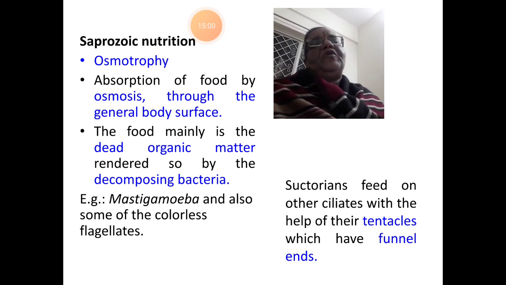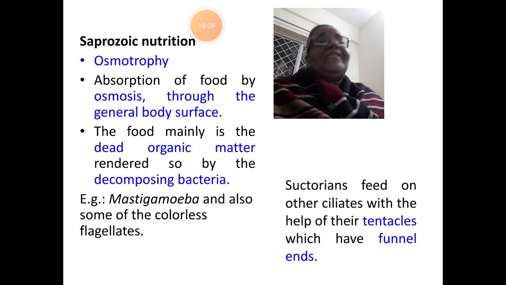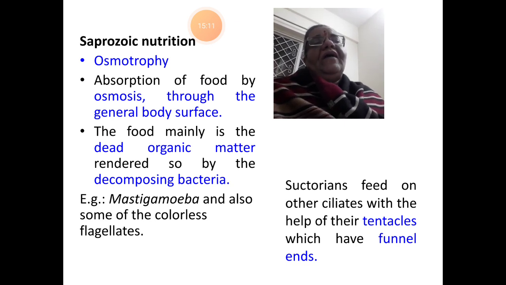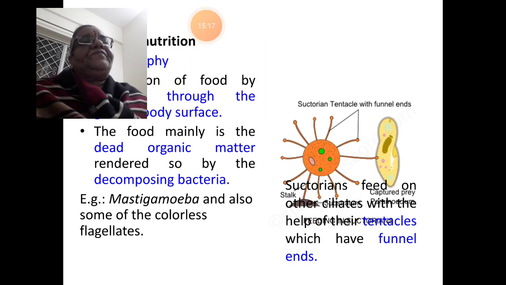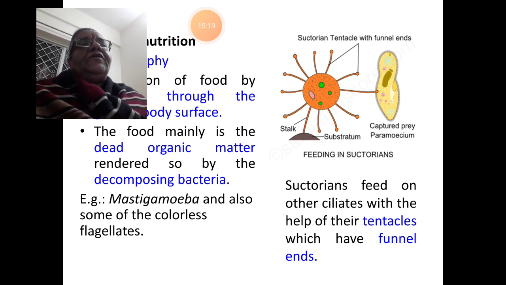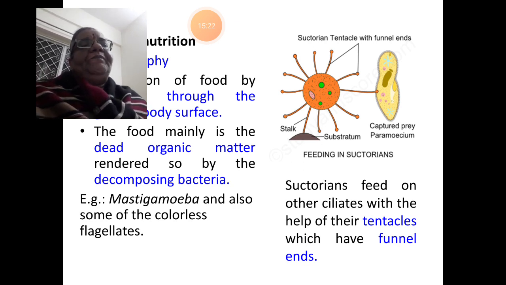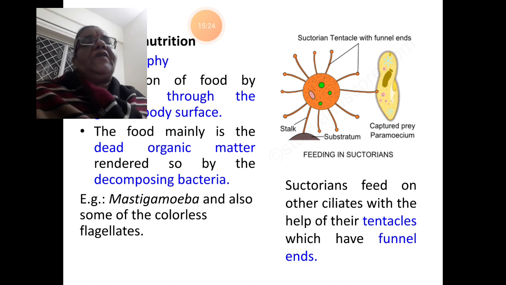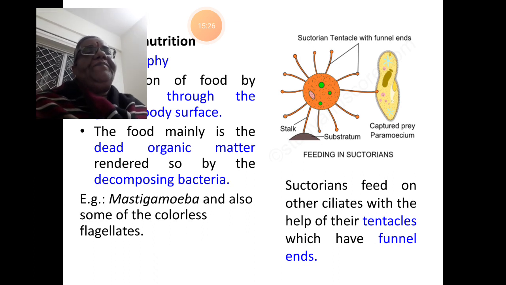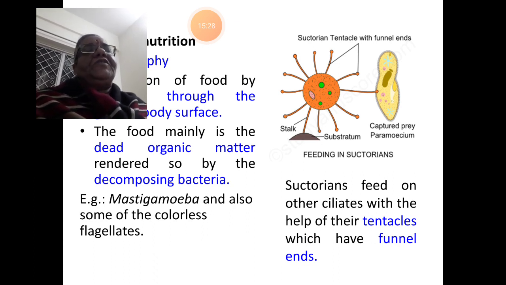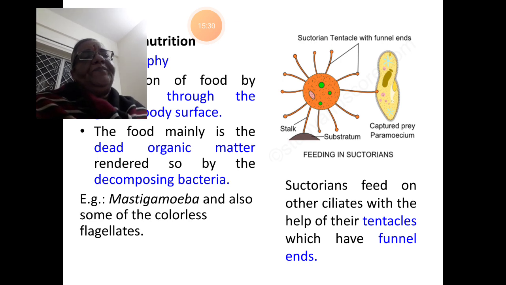This method of protozoan nutrition is exemplified by Mastigamoeba and also some of the colorless flagellates. Okay. Now, this is also seen in Suctorians. There is an order in Protozoa called Suctoria. So saprozoic nutrition is seen in Suctorians.